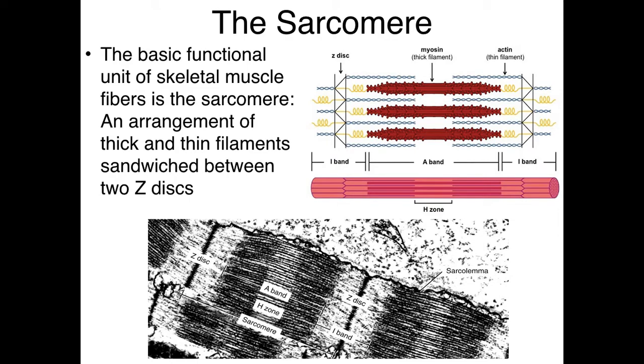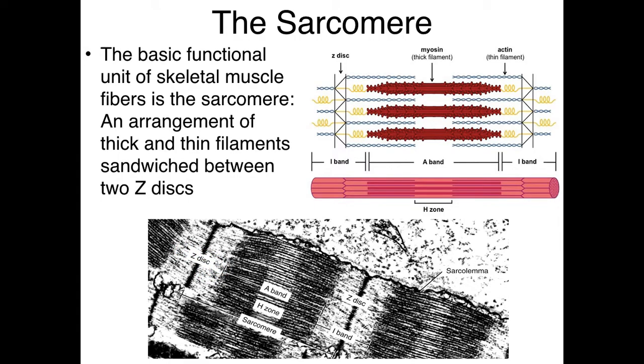So remember that the A band is the entire length of the thick filament, whether or not it's overlapped. The H zone is where you have just thick filaments, no thin filaments. The I band is where you have just thin filaments, no thick filaments.